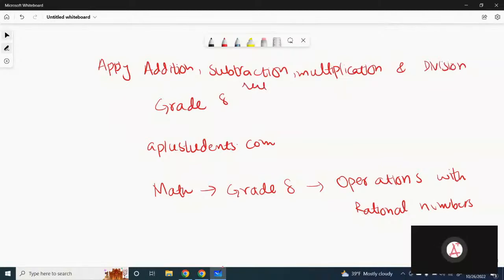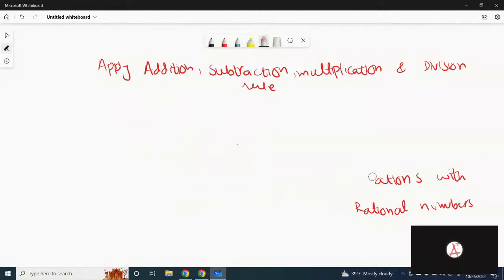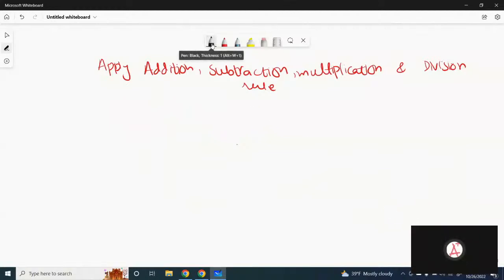So before starting this topic, please make sure you have your notebook and pencil so that you can note down the important points and the examples as well. Got it? Let's start with apply addition, subtraction, multiplication and division rules. Okay, let's start with examples.